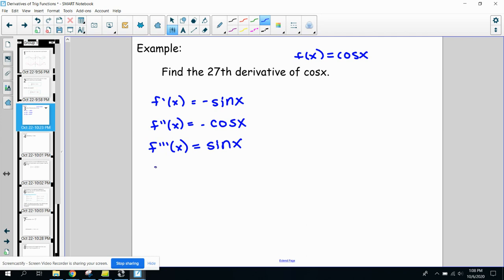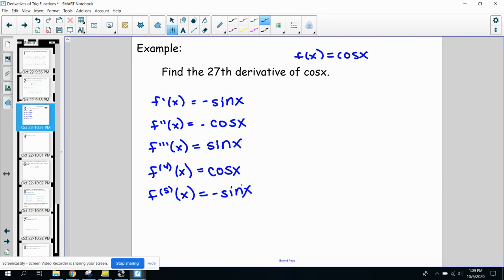Okay, let's go to the fourth. So I'm going to do f to the little 4 there, the fourth derivative of f. Now we're taking the derivative of sine, which is cosine. I'm going to go one more and do the fifth derivative. So I'm taking the derivative of cosine x, and that's going to give me negative sine x.